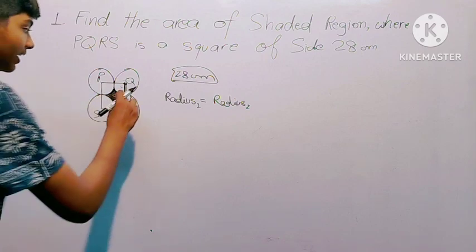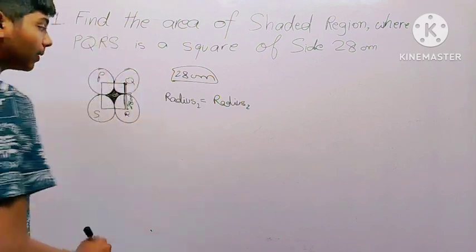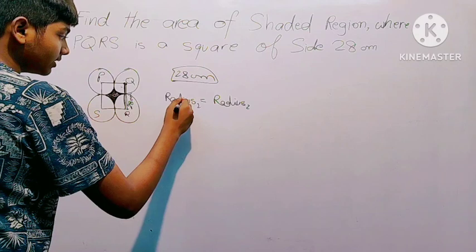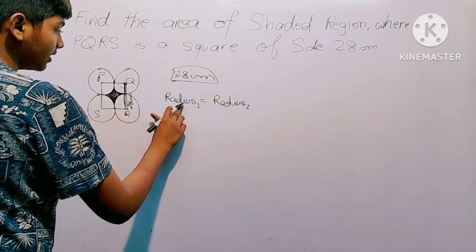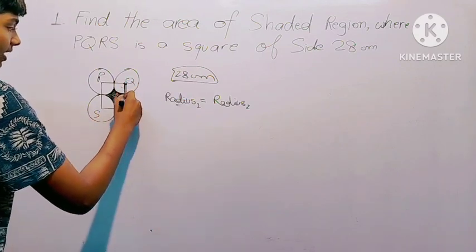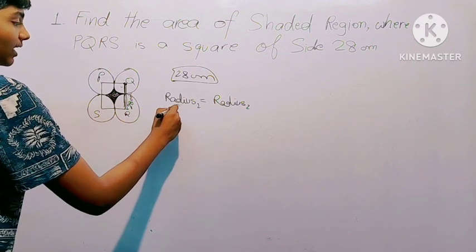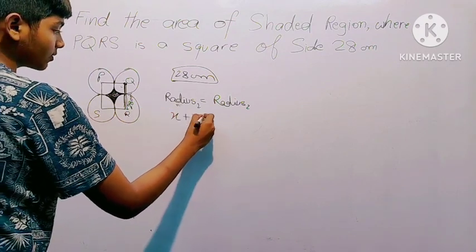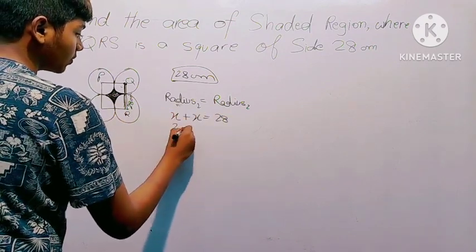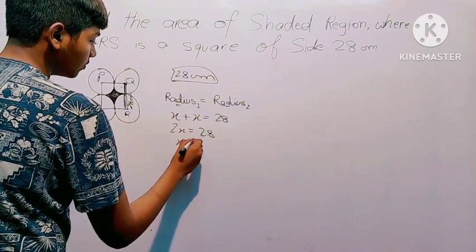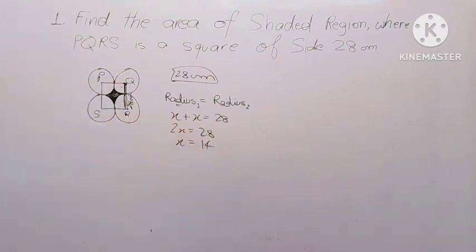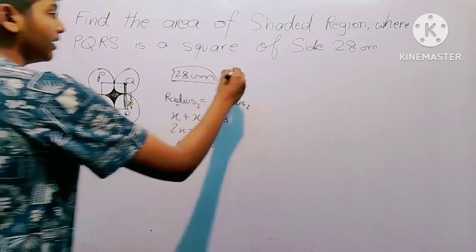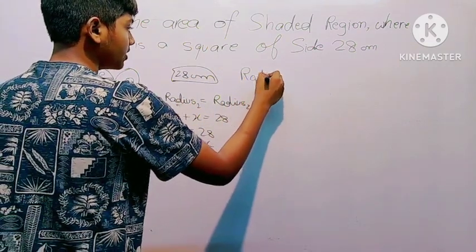And hence we can say that 28 centimeters is divided into 2 equal parts, meaning this radius plus this radius is equal to 28 centimeters. Let the radius be x, so x plus x is equal to 28. So we get 2x is equal to 28. Hence x is equal to 14. So the radius of the circle is 14 centimeters.